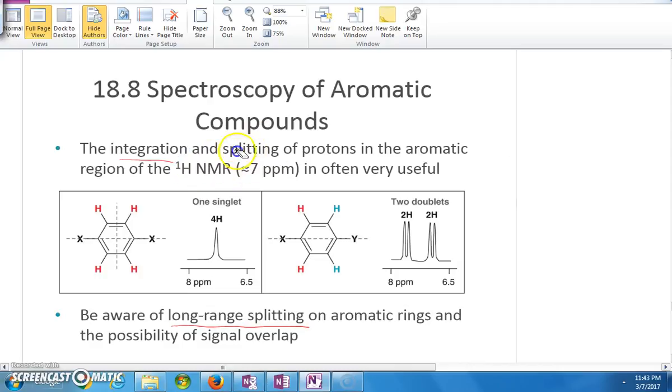Now, even though aromatic peaks can be very complicated because of long range splitting, the best way to determine the number of protons present in any aromatic NMR signal is by integration. So by simply integrating the aromatic signal, you'll be able to tell how many protons are responsible. As you can see, when you have one singlet, you have 4 protons. It tells you that you have 4 chemically equivalent protons.